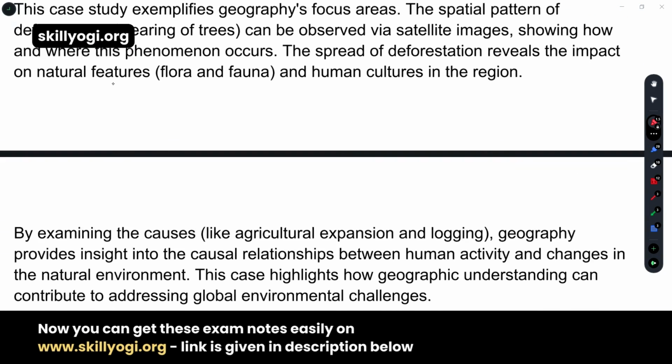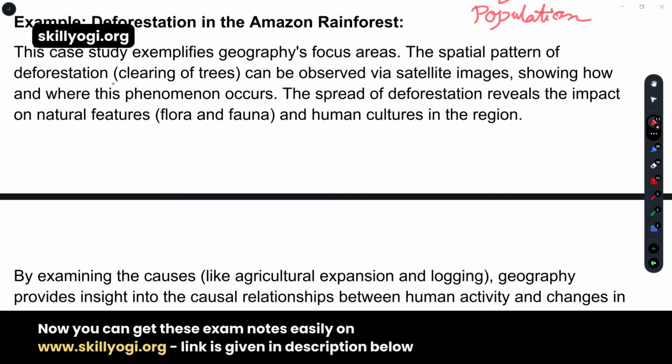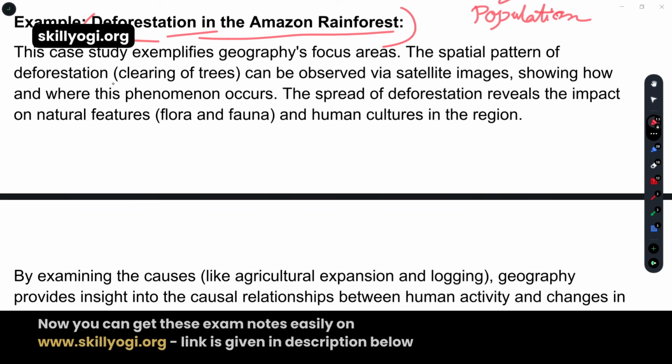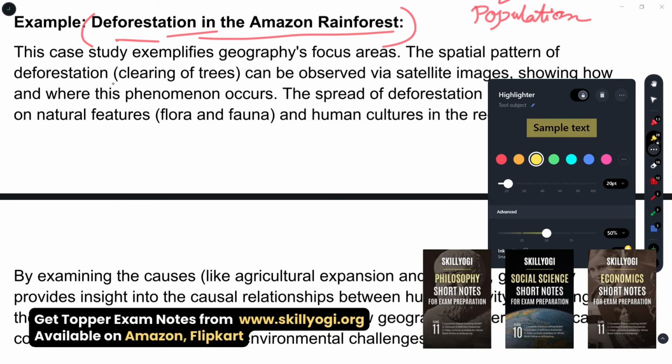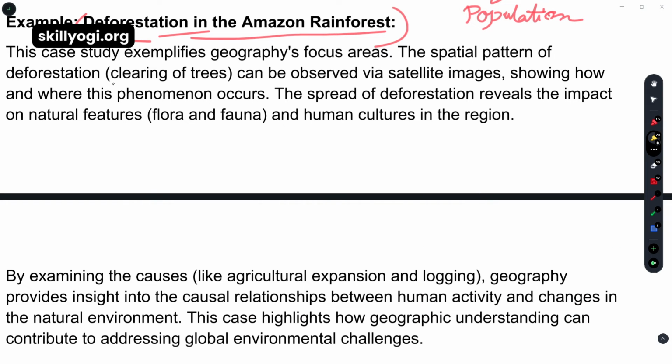Come to the example, what is given over there. Deforestation in the Amazon forest. What is written? See, this case study exemplifies geography's focus area. The spatial pattern of the deforestation. Deforestation, what does it mean? The clearing of the trees, the cutting of the trees, can be observed via satellite images.